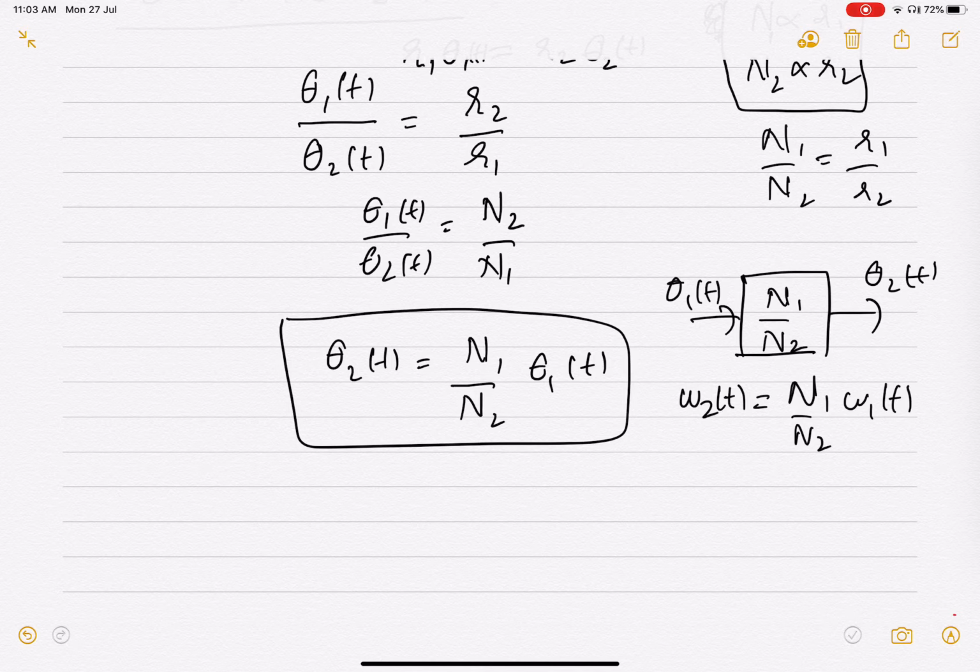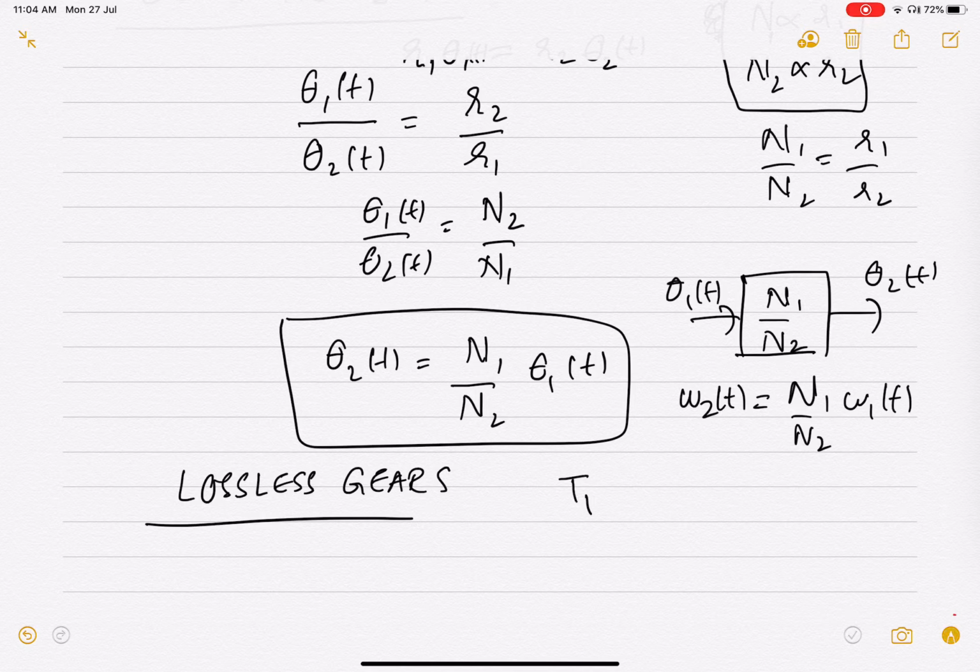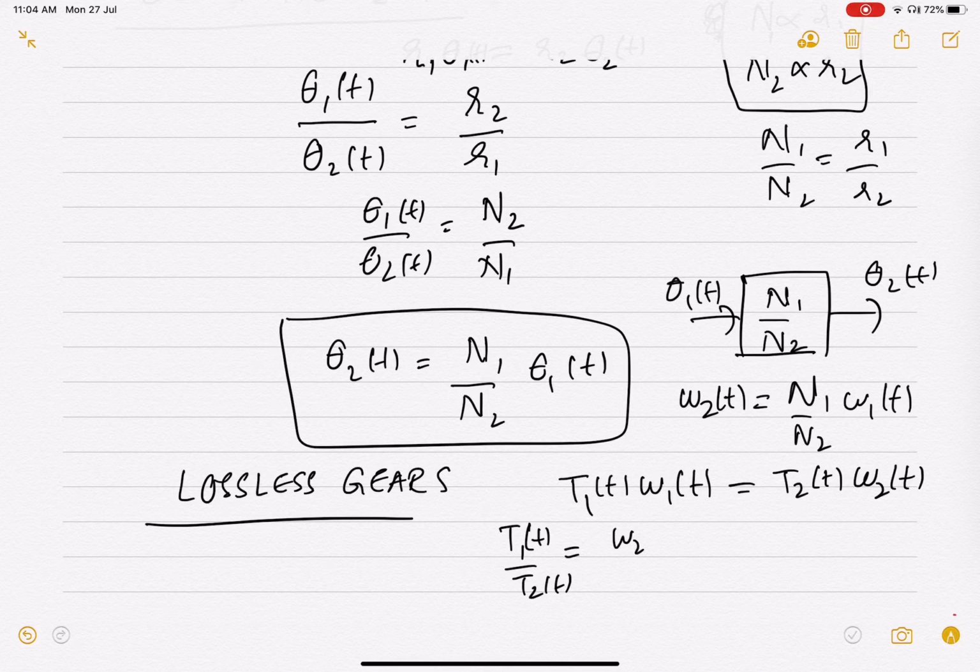And assuming that these are lossless gears, the power that is transmitted from one gear to the other would not change. So which means essentially that T1(t), the torque multiplied by the angular velocity on one side, should be equal to the torque multiplied by the angular velocity on the other side, which means that you can write down T1(t) by T2(t) as omega 2(t) by omega 1(t), right?